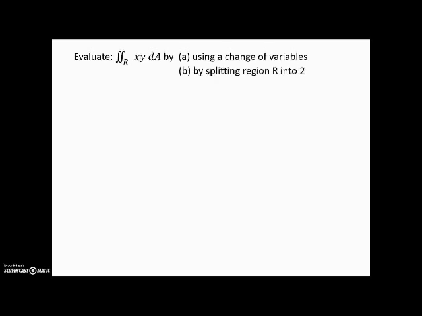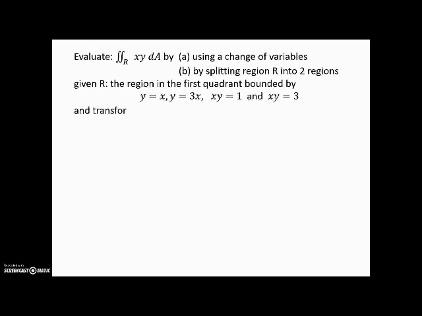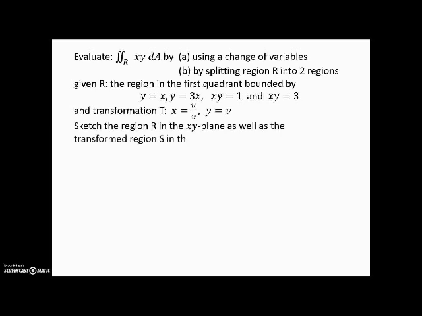So now I want to do a slightly different problem. Evaluate the integral of xy dA by A, using change of variables, and B, by splitting the region R into two regions, given that R is the region in the first quadrant bounded by these four curves, and transformation T is defined this way. Sketch the region R in the xy plane as well as the transformed region S in the UV plane.